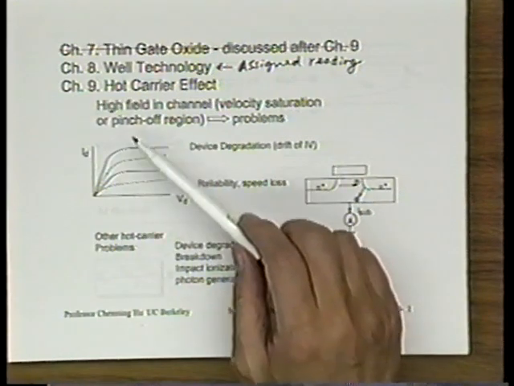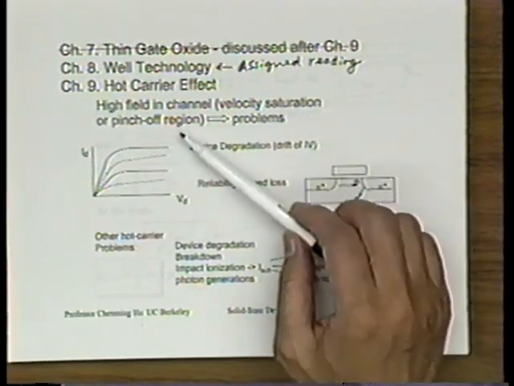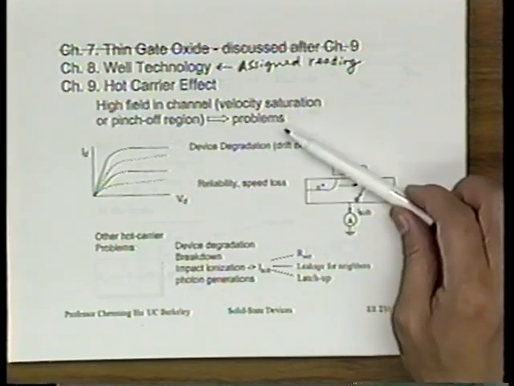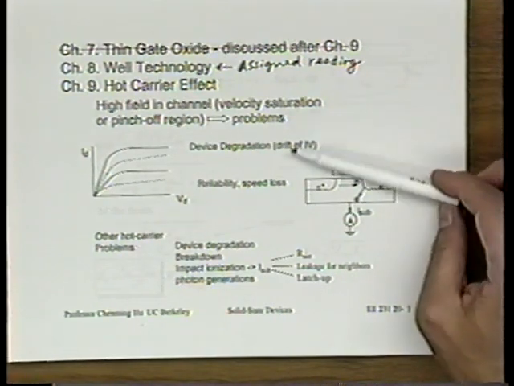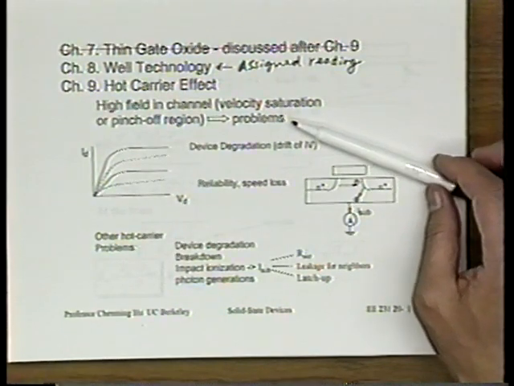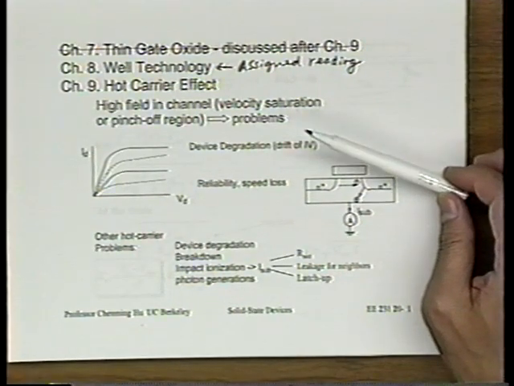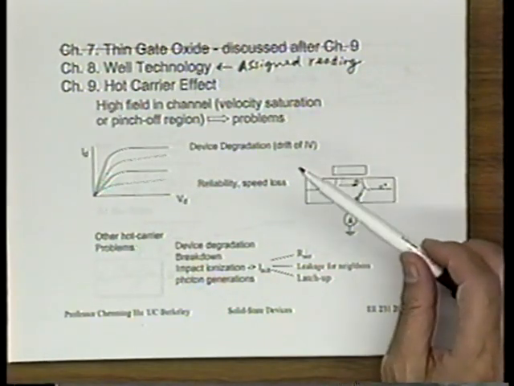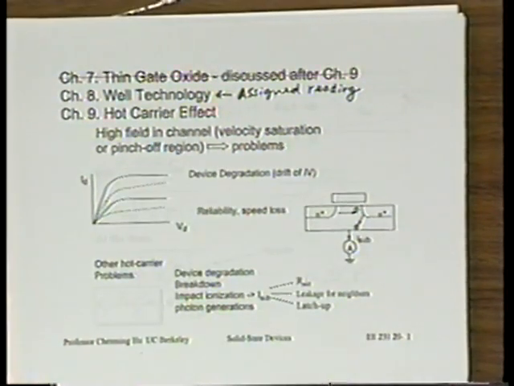And the electric field is not high throughout the channel. Mainly the electric field is high in this velocity saturation or pinch-off region. Right? There the electric field becomes very high, and as a result some problems arise. Now there are several problems that arise out of this high electric field. The one that's most of a concern is something that one may call device degradation or drift of IV. All right? And this diagram illustrates what that phenomenon is about.